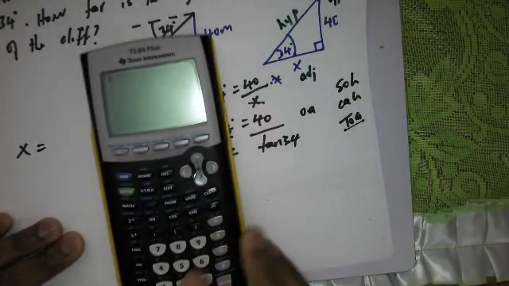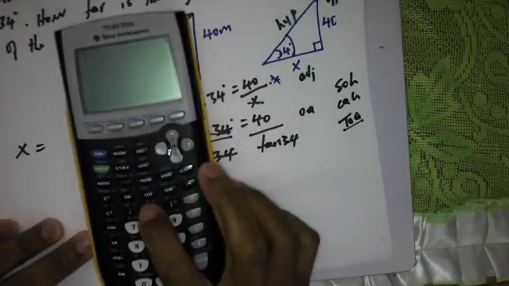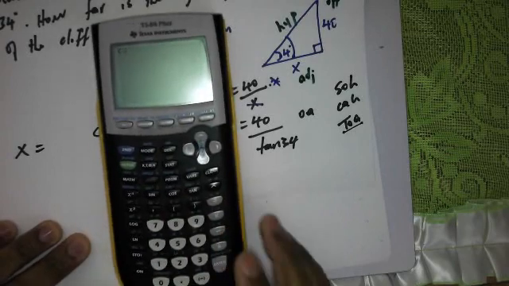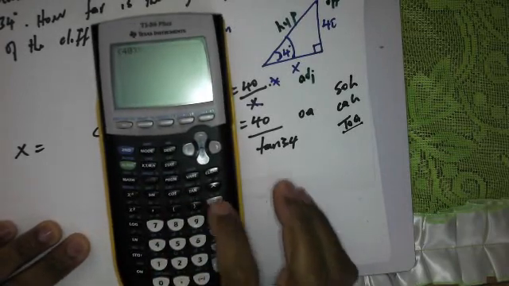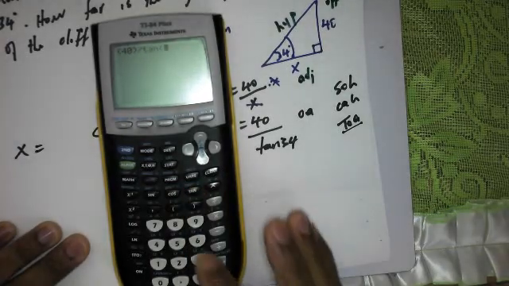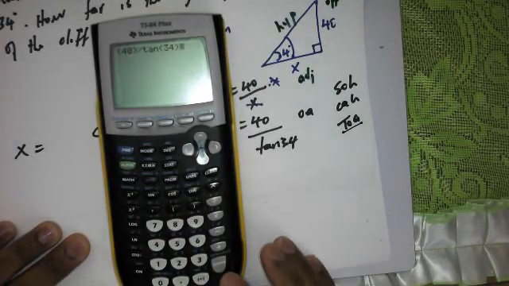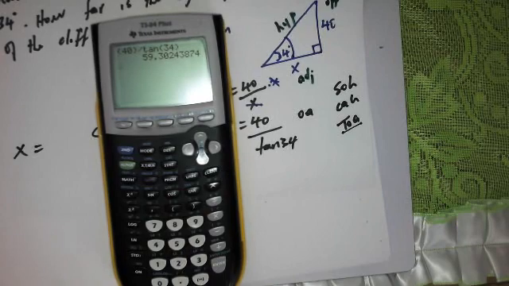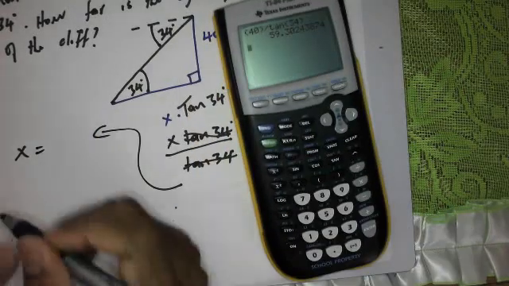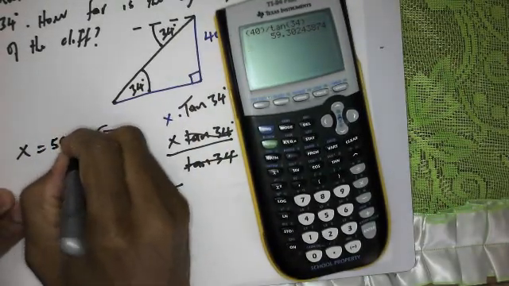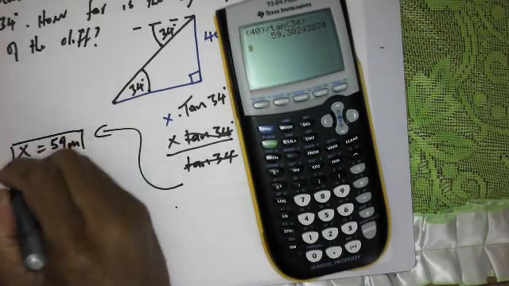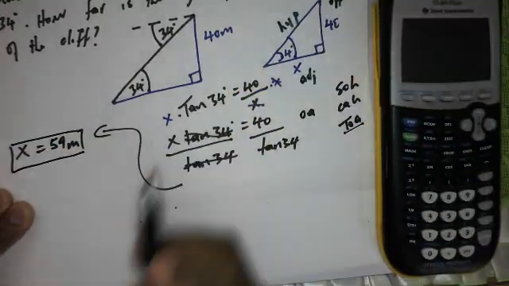So I can put that part in my calculator. So I use my parentheses. So it is 40 divided by tan 34 degrees, and that is equal to 59.3. Okay, so if they say to the nearest tenth, that would be 59.3 meters, or to the nearest whole, I'm going to put mine to the nearest whole, which is just 59 meters. So this would be 59 meters there. Okay, and that would be the distance of the object from the base of the cliff.